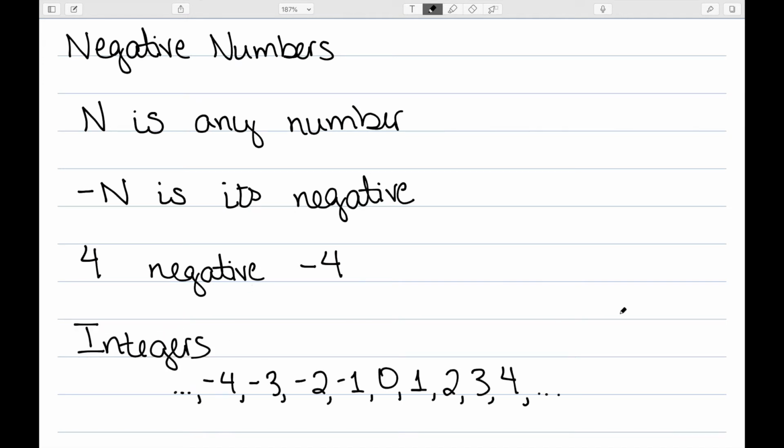The integers are then the counting numbers, 0, and the negatives. So we have all of our counting numbers. We had included 0 to form our whole numbers, and then including the negatives of all of these gives us our integers.